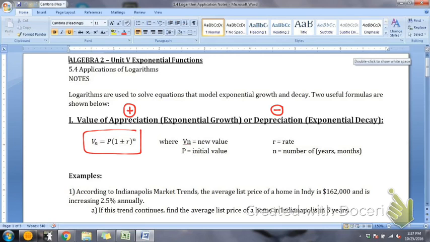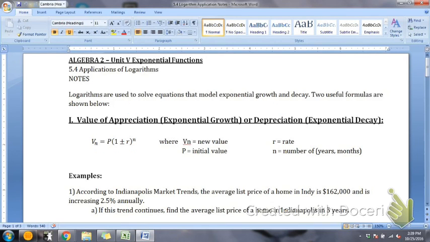R is the rate at which something is happening. If you are not good at converting numbers and percentages to decimals, you take the percentage and divide it by 100, and you're going to get the right decimal every time. N is the number of years or months that something is appreciating in value. Or depreciating.